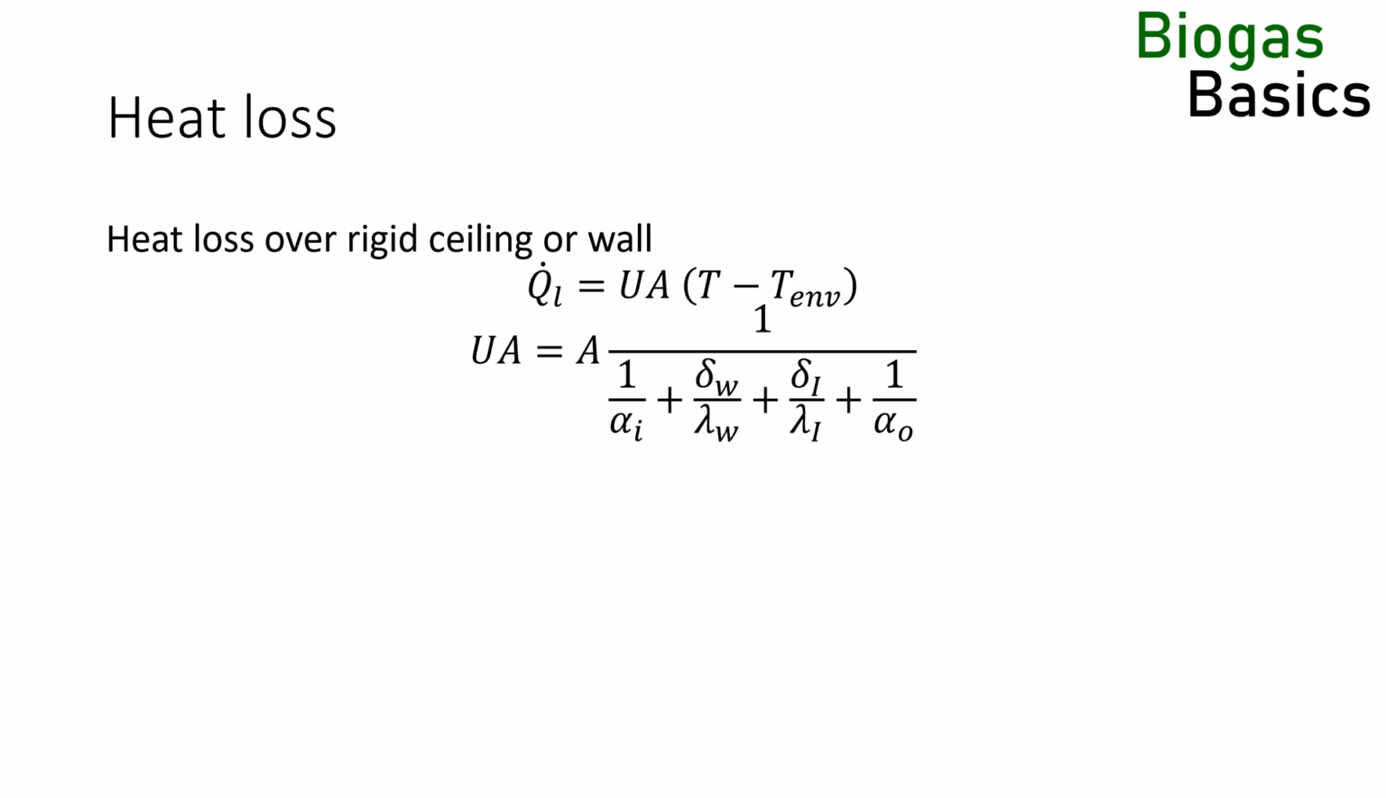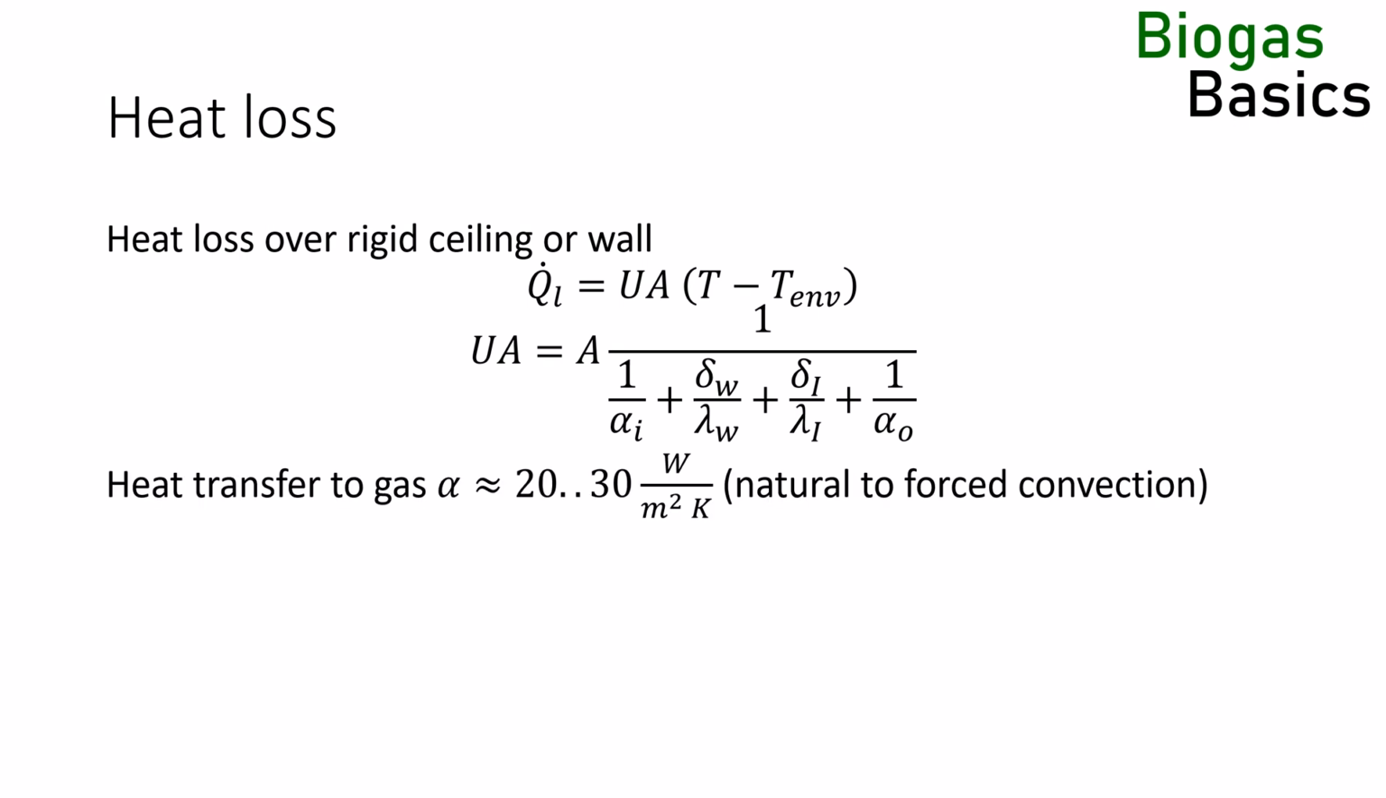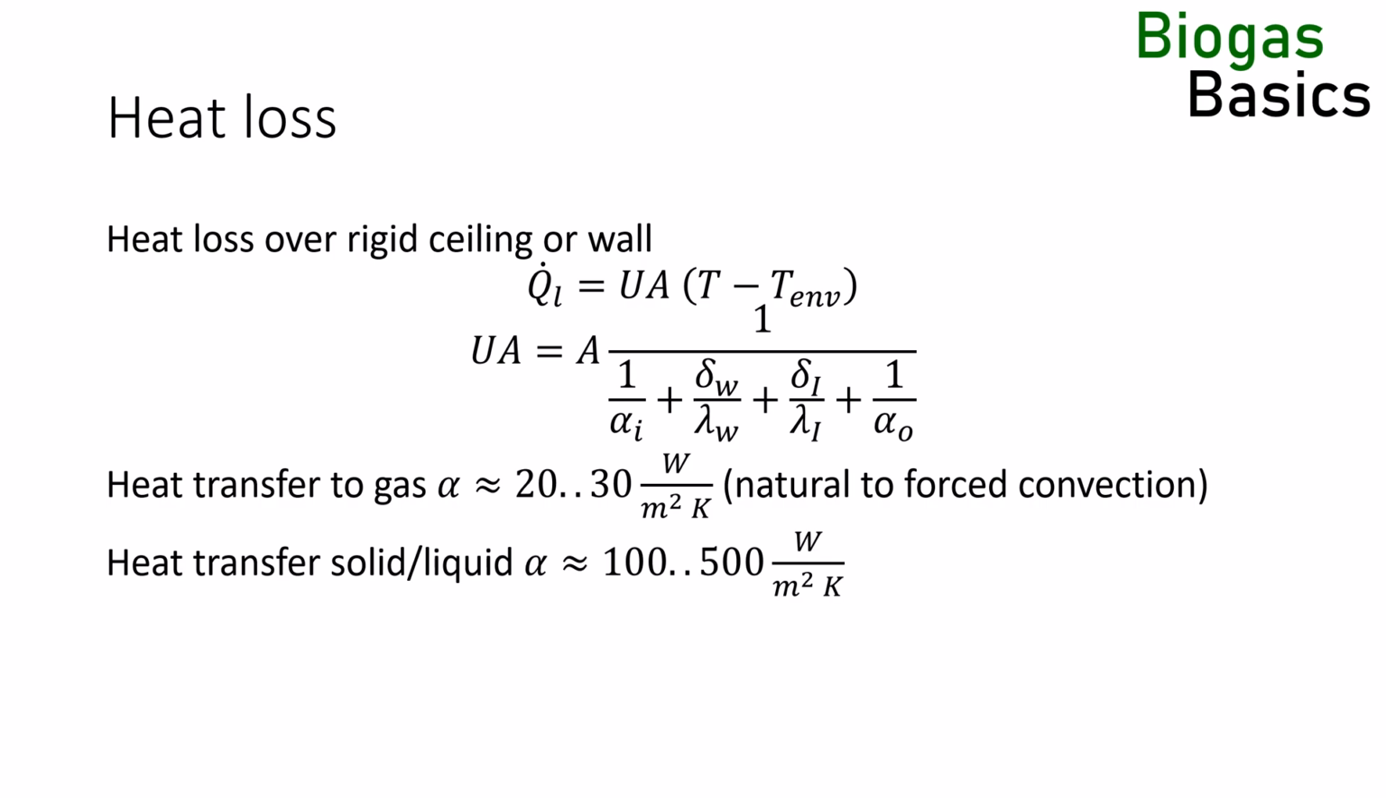The thermal conductivity of concrete, mild steel, and stainless steel is typically 1.5, 20, and 40 watt per meter and Kelvin. The heat transfer coefficient between solid and gas is 20 to 30 watt per square meter and Kelvin for natural convection. The heat transfer between a liquid and a solid for forced convection is higher, typically in the range of 100 to 500 watts per square meter and Kelvin, depending on the velocity and viscosity of the fluid.